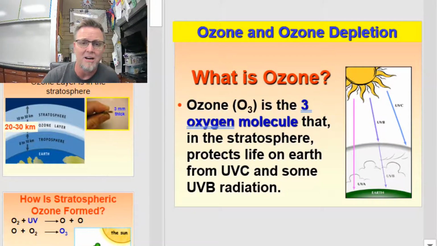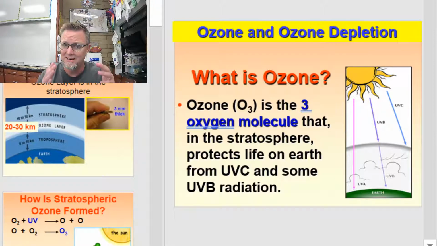To start things off, let's deal with this simple question. What is it? Ozone is the 3 oxygen atom molecule that we find in the stratosphere. There in the stratosphere, it protects life on Earth from harmful radiation like UVC and UVB radiation. If that stuff gets down to ground level, it could cause cancer, it could damage your retina, it could damage crops. This is bad stuff.